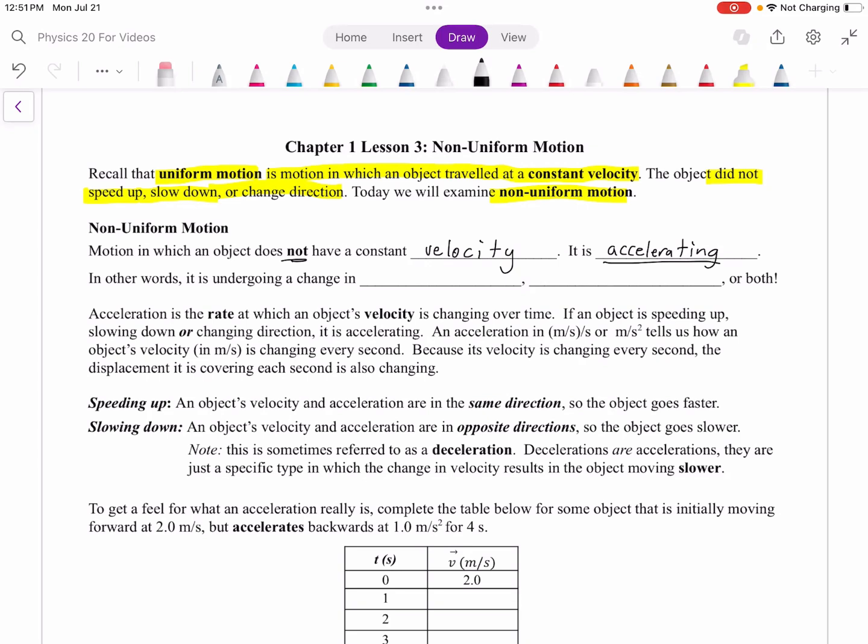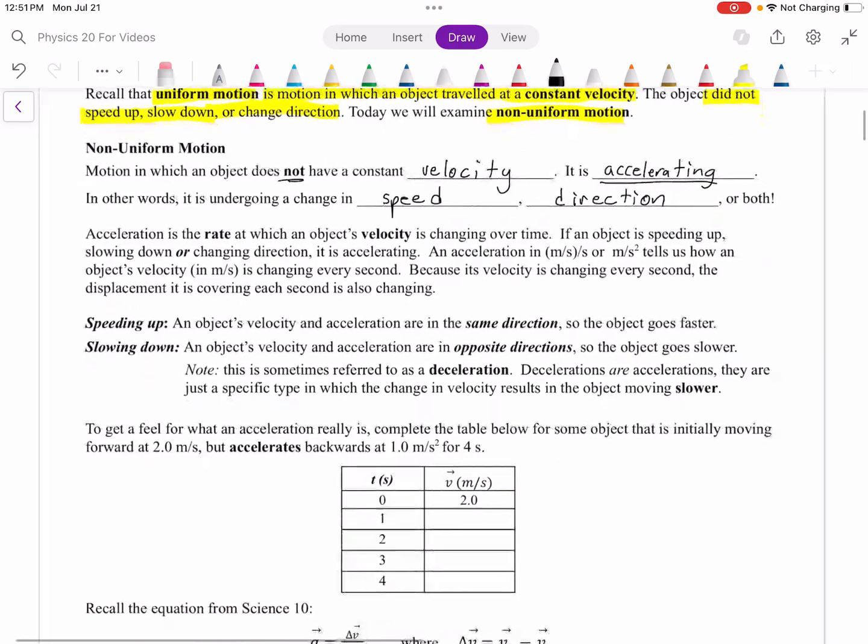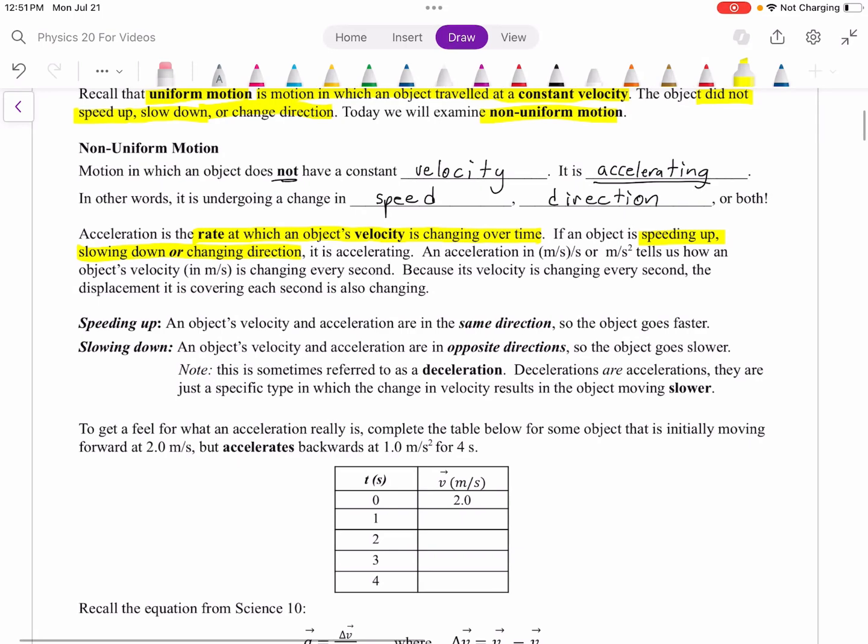So what are the ways that a velocity can change? Well, it could get faster or slower, so it could be undergoing a change in speed, right? Or it could be changing just its direction, right? It might still have a constant speed, but it's going in a different direction. If either of those things change, we say the object is accelerating, okay? Now, the object's acceleration is just the rate at which the object's velocity is changing as time goes on, right? So if an object is speeding up, slowing down, or changing direction, it is accelerating, right? And that's all acceleration is.